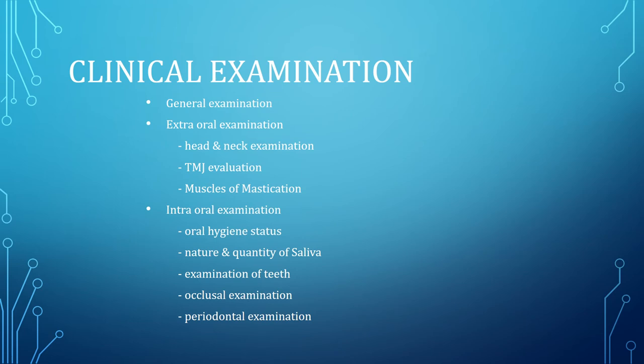Coming to the clinical examination, the general examination is divided into extraoral and intraoral. The extraoral examination has the head and neck examination. All the features, everything has to be palpated and noted down. TMJ evaluation, all the movements have to be checked. The stiffness has to be checked. All the movements have to be done. Muscles of mastication, the muscles which can be checked and palpated should be checked.